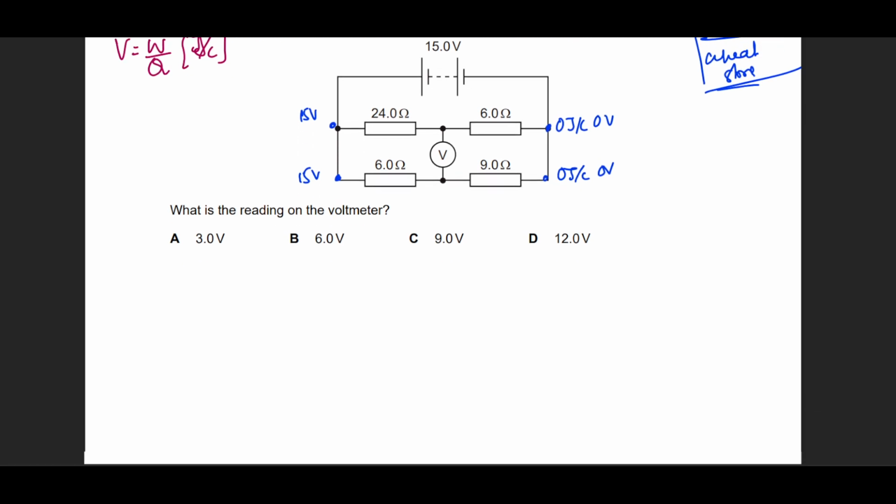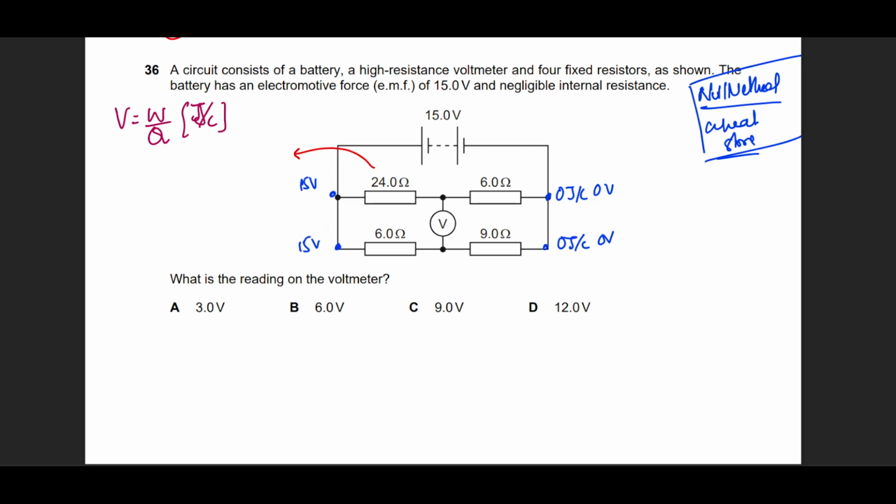To quickly solve this, we're going to use the voltage divider rule for at least this resistor. This is going to be 24 divided by 24 plus 6. So the voltage is being divided between these two components because they are in series. Okay, so this is multiplied with the voltage of 15. We get an answer of 12 volts for this.